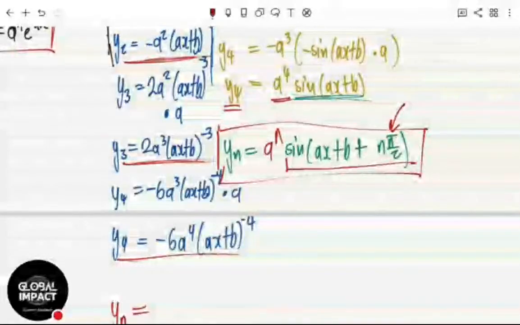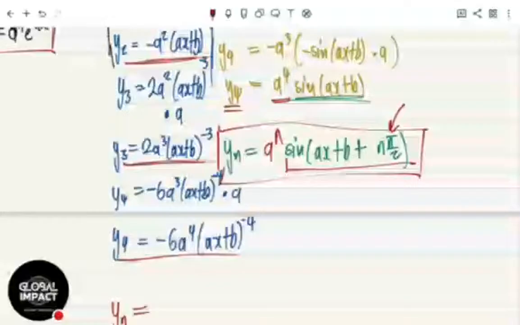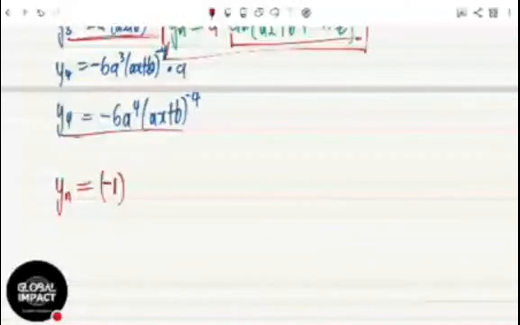So what you're going to see is that y1 is positive, y2 negative, y3 positive, y4 negative. If your signs are alternating like that, that means you're going to have a negative 1 in your nth derivative. A negative 1 is how you deal with sign changes.